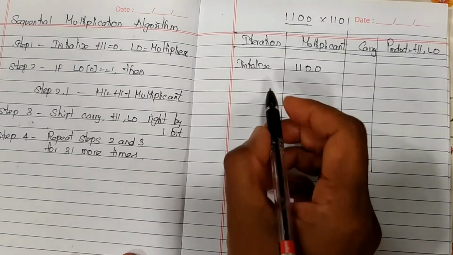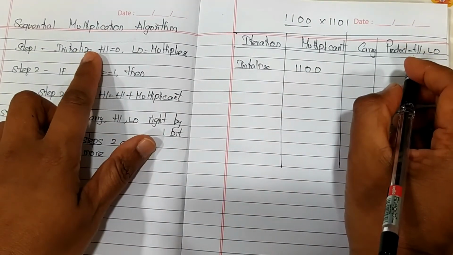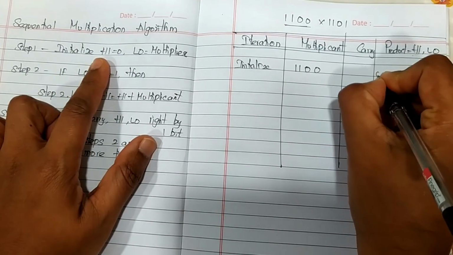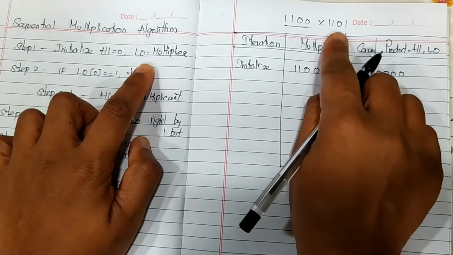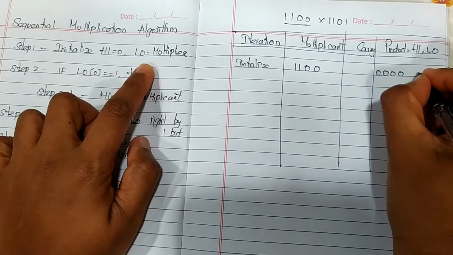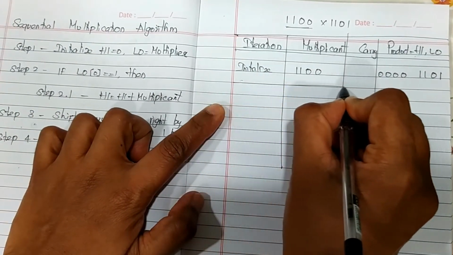Now, we don't have a carry, so high and low. What the algorithm says: initialize high to 0, and the 4 bits of the low register to the multiplier. So this is the multiplier 1101. So this is the initialization, over.